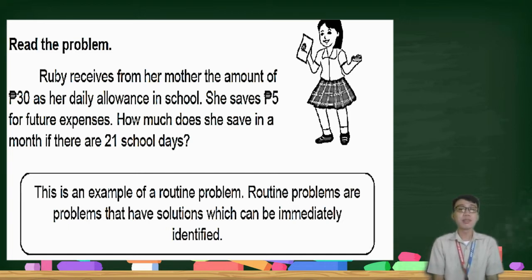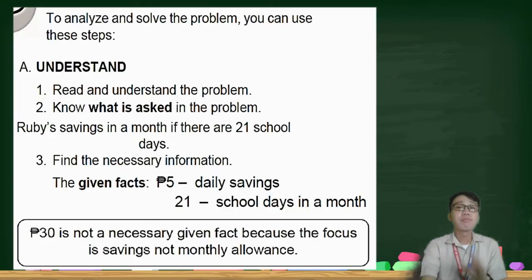So this is an example of a routine problem. Routine problems are problems that have solutions which can be immediately identified. Para maintindihan at masolve natin ang ating mga word problem, we can use these steps. Letter A, understand. Number 1, read and understand the problem. Ang ibig sabihin nun, kailangan nating basahin ng maigi at intindihin ang problem.